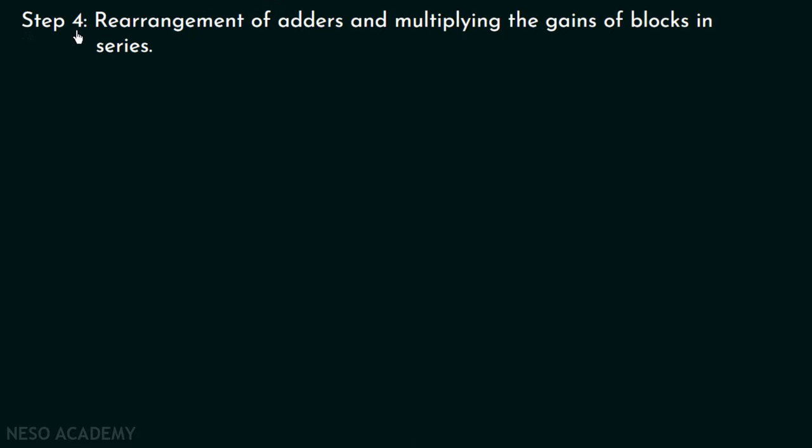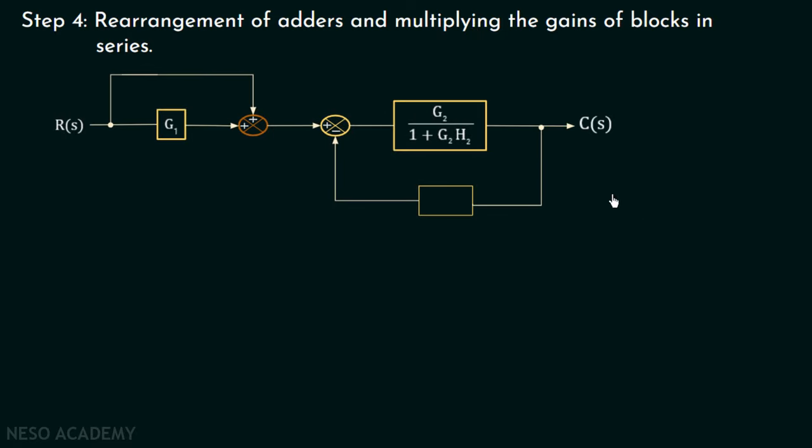Moving on to step number 4, which is rearrangement of adders and multiplying the gains of blocks in series. So if we rearrange the adders and multiply the gains of blocks which are present in series, we will have the block diagram representation like this. The gain of this block will be G1 H1. This adder is now at the right hand side and this adder is at the left hand side. And now we can clearly see that this is a negative feedback system having forward path gain G2 over 1 plus G2 H2 and the feedback path gain G1 H1. We can replace this negative feedback system with a single block.